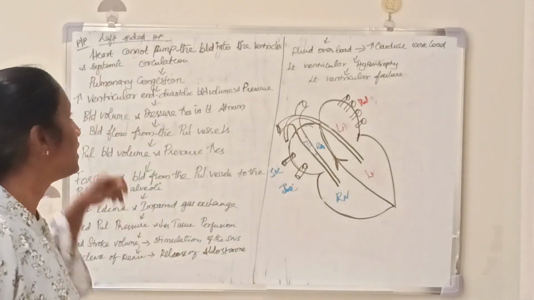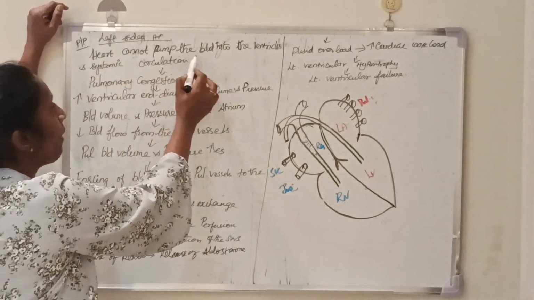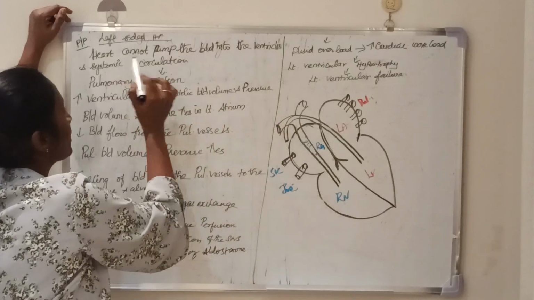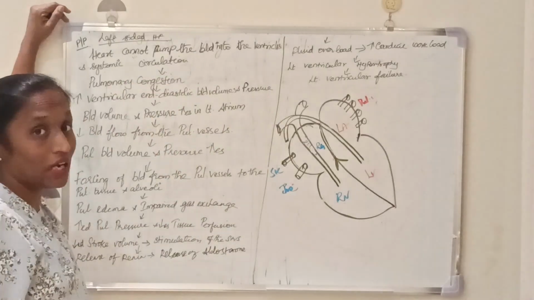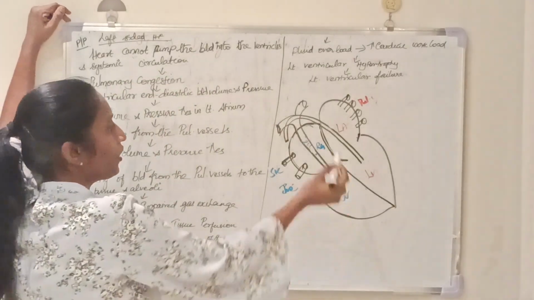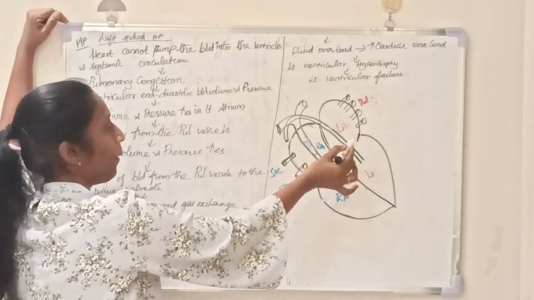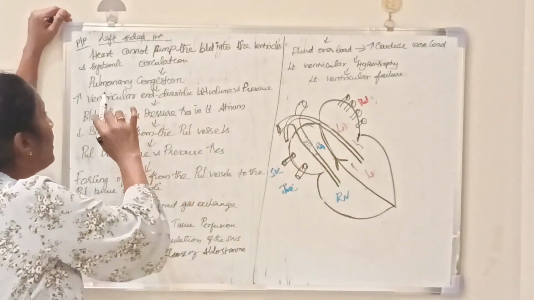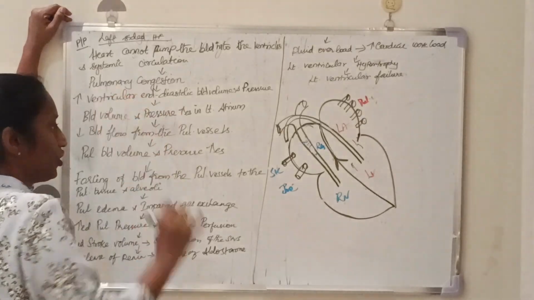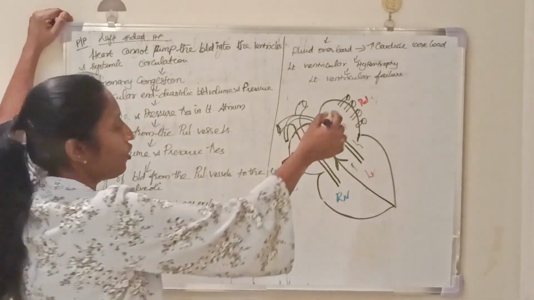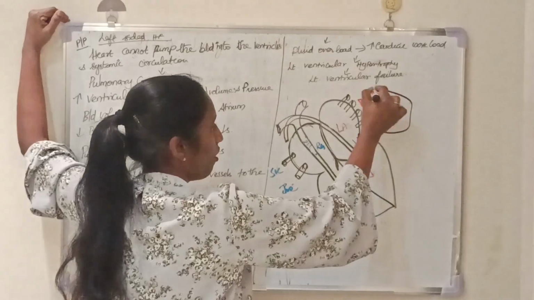The first thing is that the heart cannot pump the blood from the ventricles into the systemic circulation. Understand? So here the blood is not able to move out of the ventricles. Understand? And then it leads to pulmonary congestion. Pulmonary congestion, you might have seen it, you know about that.